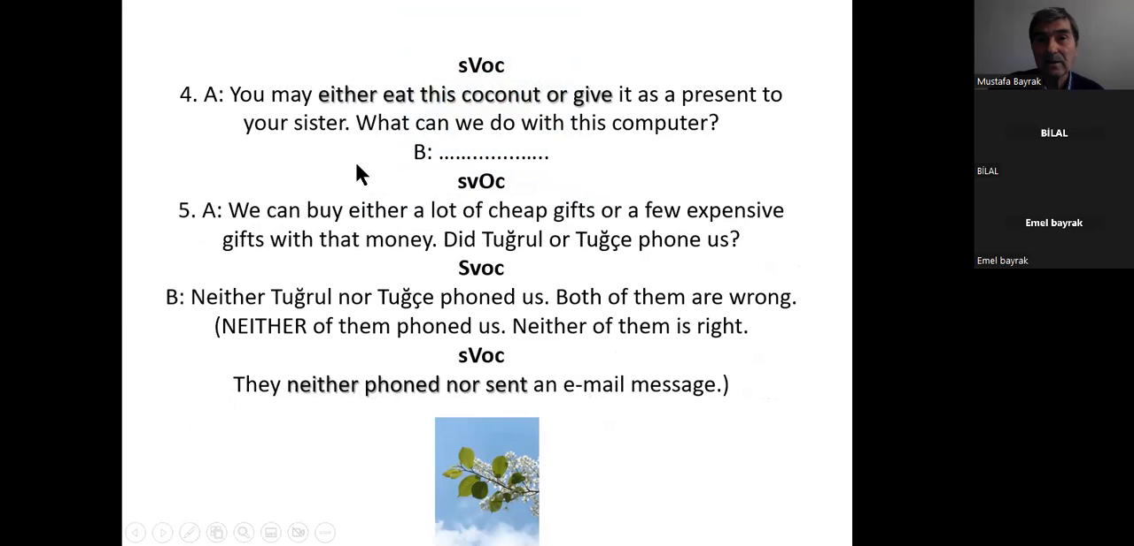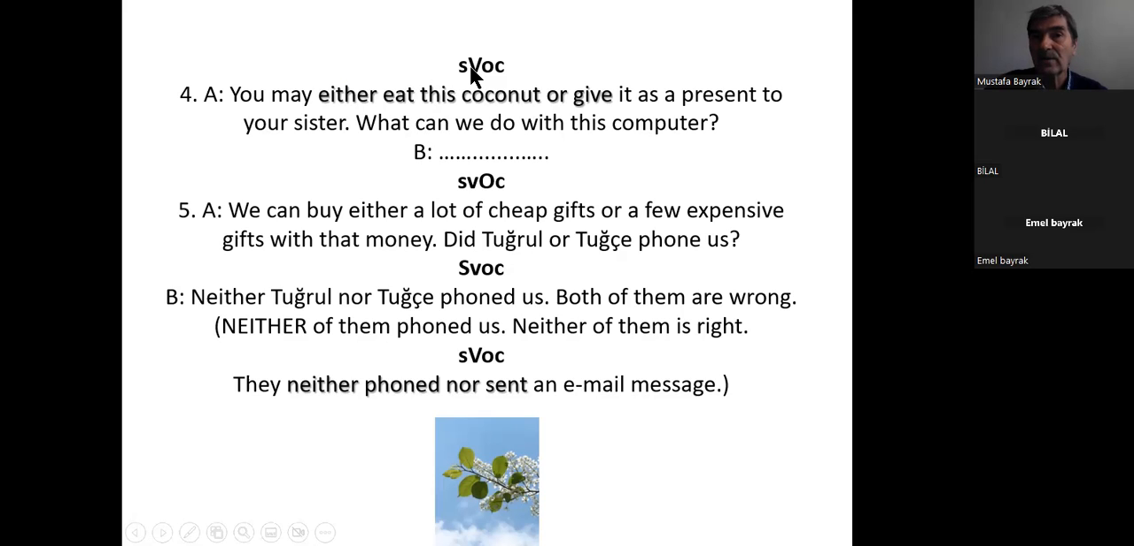Now, I made it bigger than the others, the verb here, on purpose, okay? On purpose, with intention. Intentionally, I made it bigger. So, for example, either verb or verb. Let's concentrate on the verb here. For example, you, subject, you may either eat this coconut or give it as a present to your sister.